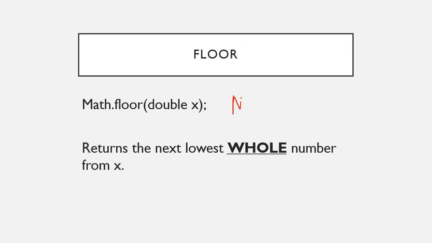So I could go math.floor, and it would be 3.2. That would give me 3. So it's the next lowest whole number from x. So ceiling and floor are kind of opposites of one another.